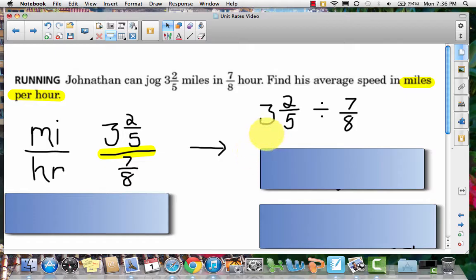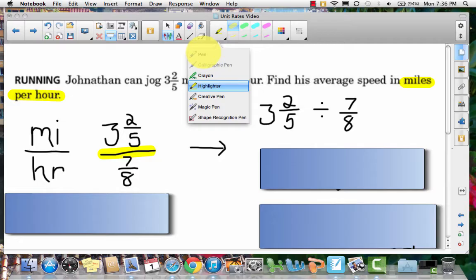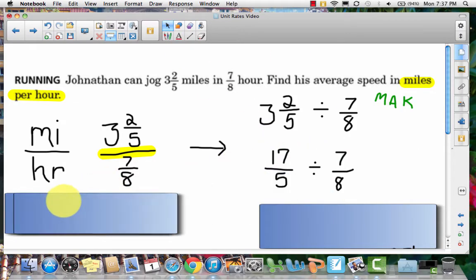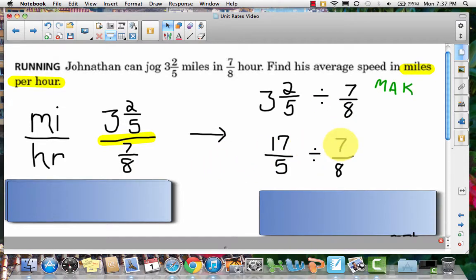And we know that when we divide fractions, we always have to change any mixed numbers, such as 3 2/5, into improper fractions. And we do that by MACing it. Multiply, add, keep. So if I multiply the 5 and the 3, I get 15, plus 2 is 17, and I keep the 5. So that becomes 17/5 divided by 7/8.